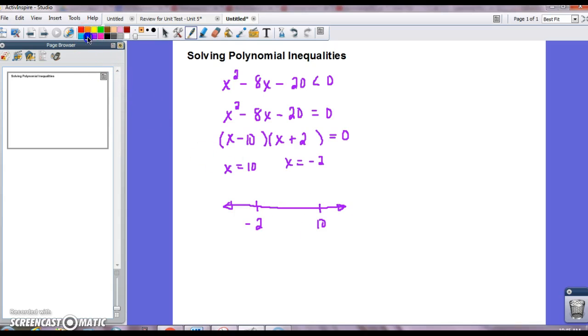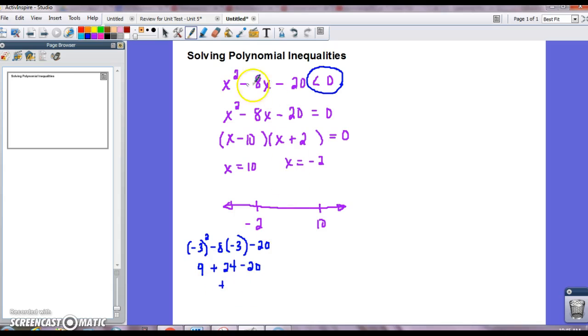So here's the idea. If I were to go ahead and test negative 3, for example, so I'd have negative 3 squared minus 8 times negative 3 minus 20. That would give me 9 plus 24 minus 20. Now, it doesn't really matter what the number is. I just want to know if it's positive or negative because I'm looking to see if it's less than or greater than 0. This does come out to be positive.